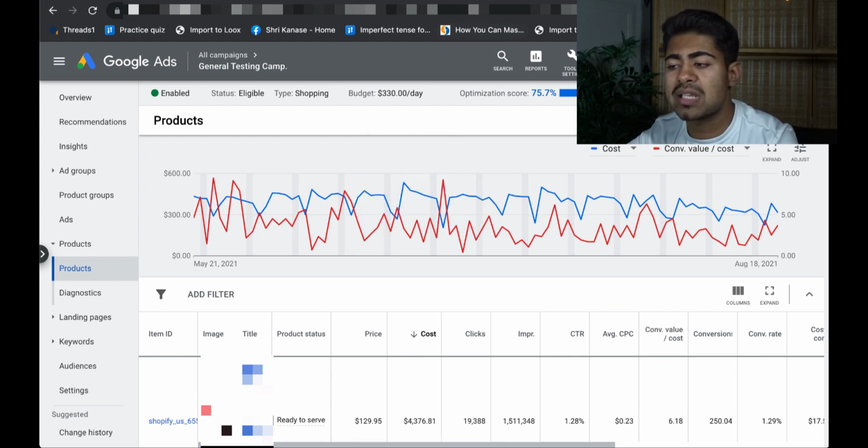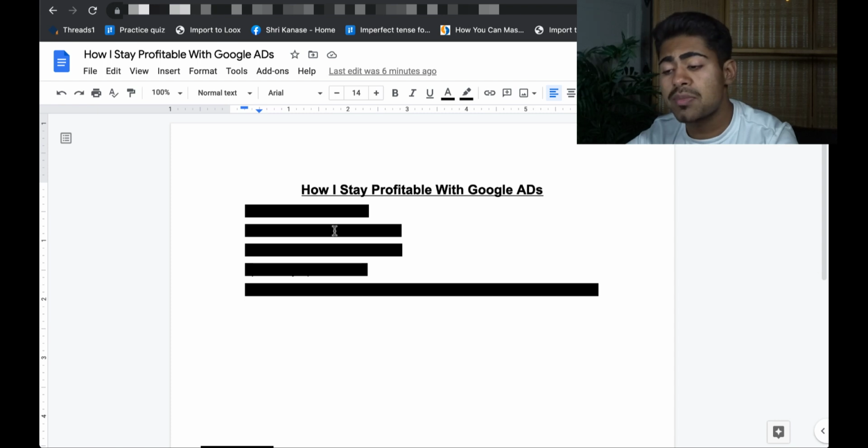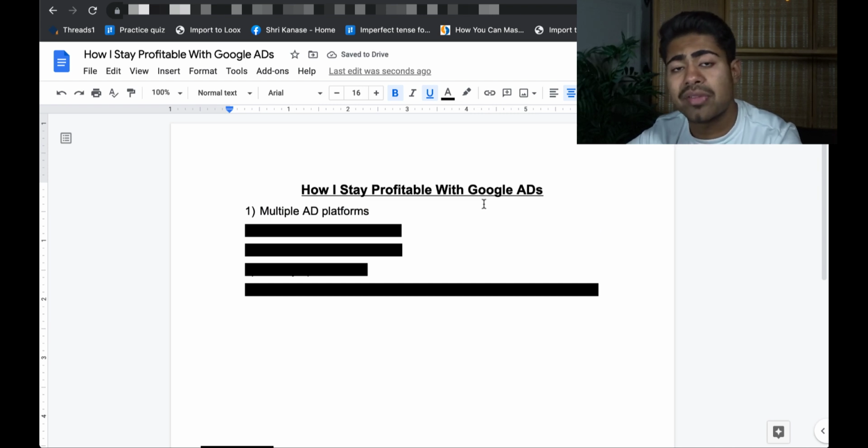So here are a few things that I've been doing recently when it comes to Google Ads in order to stay profitable time and time again, and at that too consistently. So I have rather more green days than the red days.